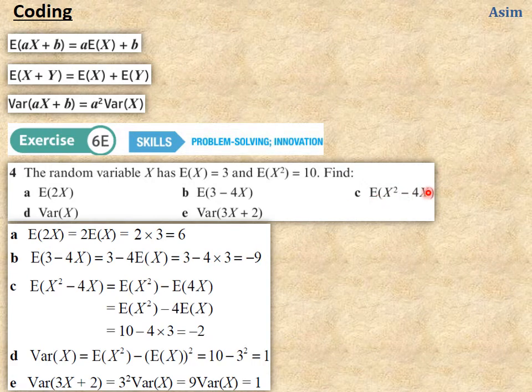In this one, both are functions, so you use this formula, and it becomes the expectation of x square minus 4 times the expectation of x, since 4 is a constant and can be taken outside. Substitute the values, get the answer. For variance, we know the formula, substitute into the formula, you get the answer. For the variance of 3x plus 2, you just multiply by 9 times the variance, and 2 has nothing to do with the coding, so that's it. It's 9 times the variance, which is 1. There's something wrong here, it's 9 times 1 basically, which is 9. Next.